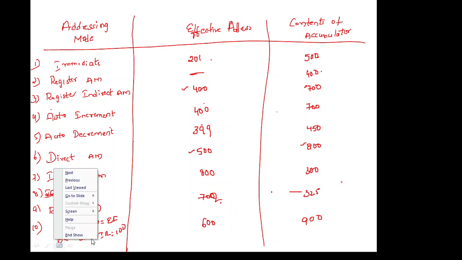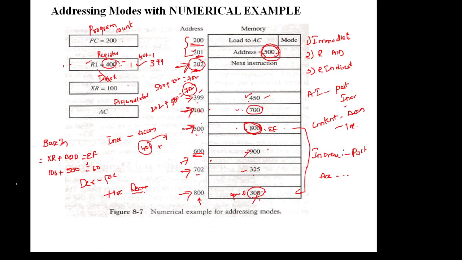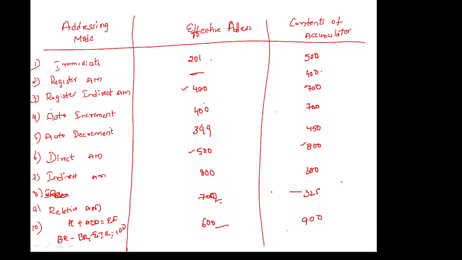Next one is base register addressing mode. Here the contents of the base register is added with the address part to give the effective address. The base register contains 100, and it is added to the address 500, that is 600. This 600 is the effective address, where the data is going to reside. So we have to go to 600. In that 600 we have 900, which is the content of the accumulator.